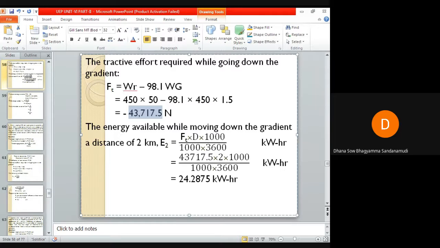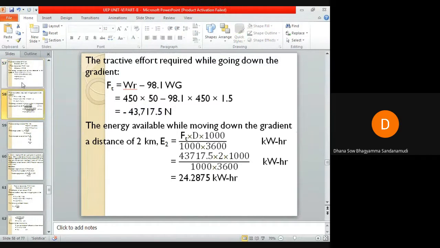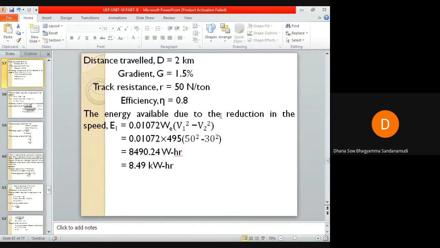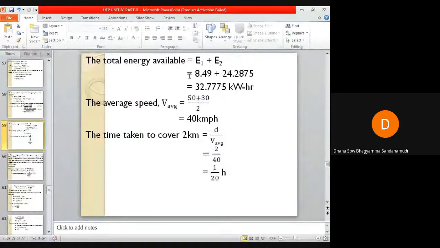So we have calculated the energy available due to the reduction in speed, that is E1, and the energy available while moving down the gradient for a distance of 2 kilometers, that is E2. We can determine the total energy available, E1 plus E2. If you add those values, you will get 32.775 kilowatt hour.